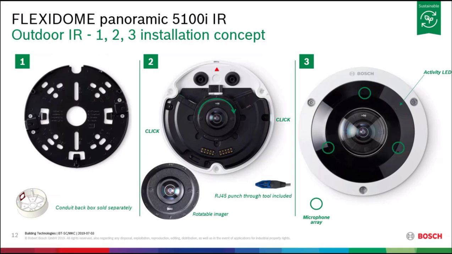You can make your connections. You can rotate the imager as needed. And then you assemble just the bubble, or the top of the camera, and you screw it on. When you screw on the top of the camera, that secures it all the way down to the base, making it a simple installation.